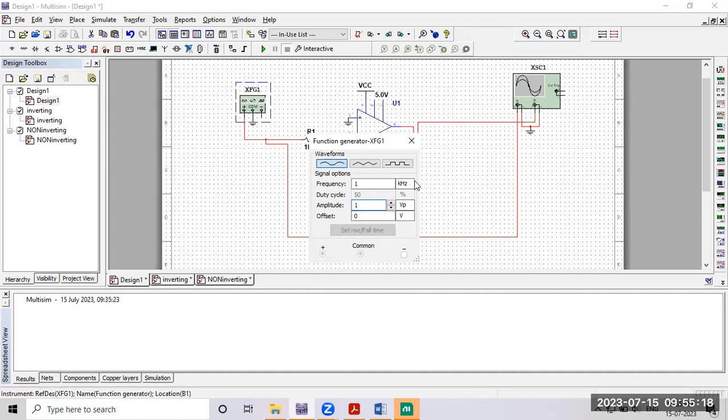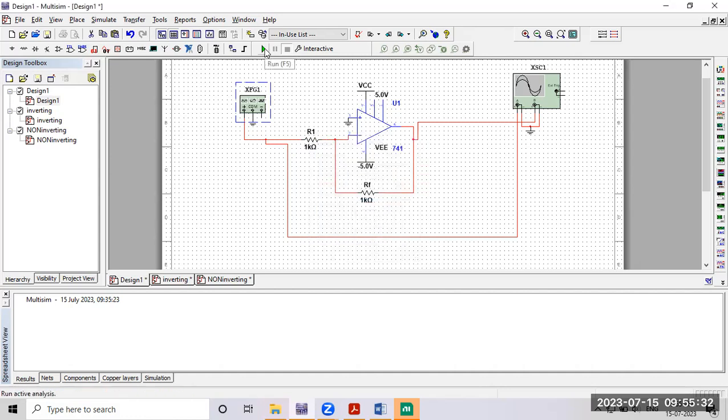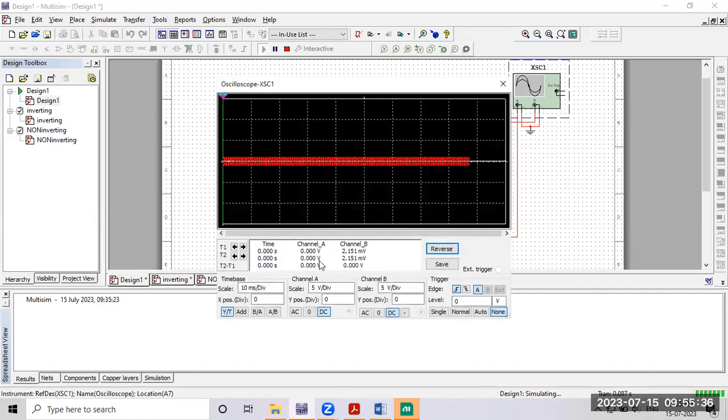If in case in the question they ask you to give 20 volts peak to peak, in that time you need to divide it by 2, that is nothing but 10 volts. Okay. Close. Then run the circuit. You can observe the output here.